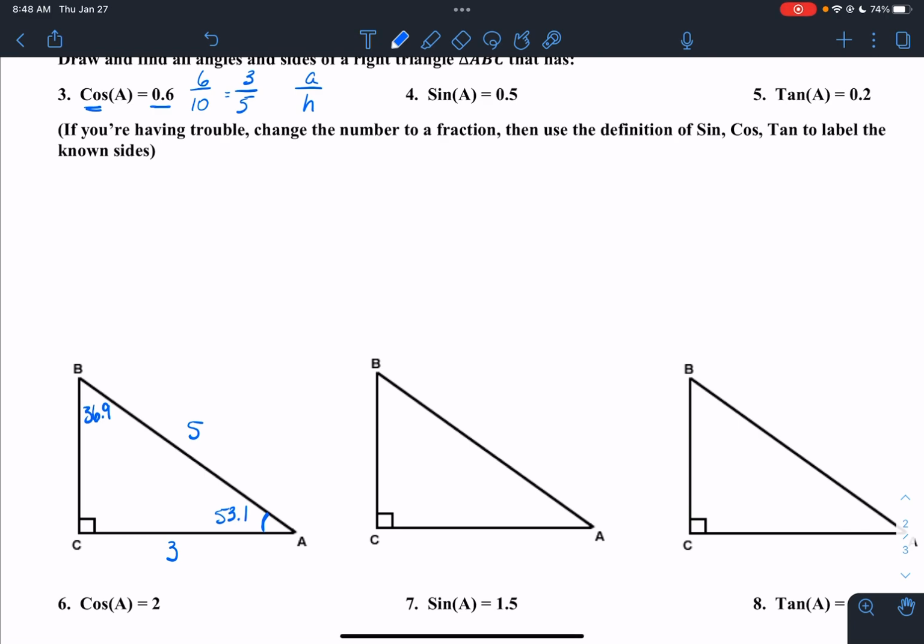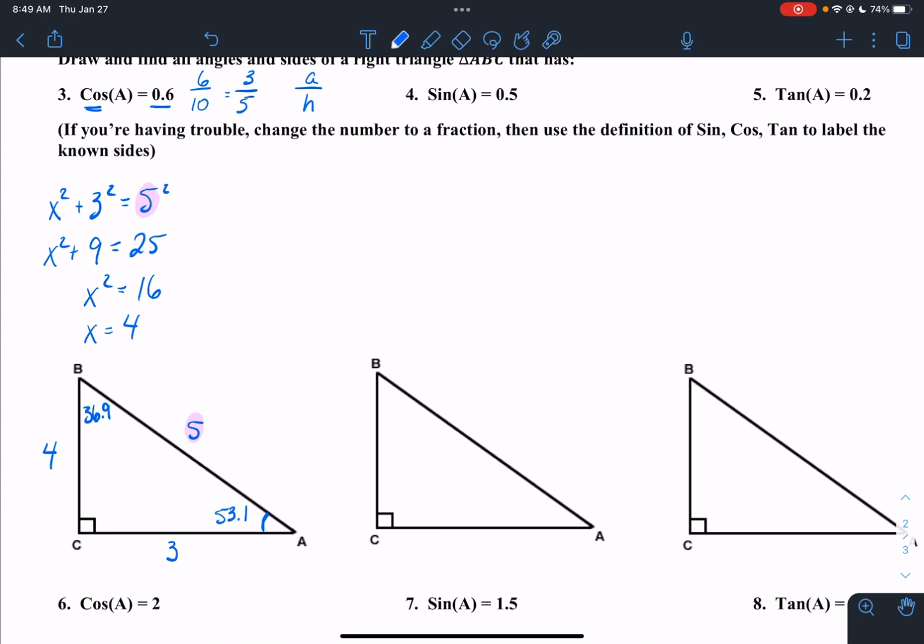And then I could find the other side here, because I know the Pythagorean theorem is a squared plus b squared equals c squared. Just making sure that my hypotenuse, which is this one right here, is always the one that's by itself on the other side. So that gives me x squared plus 9 equals 25. Subtract the 9, which gives me 16, and take the square root, so I would know that this missing side right there is 4. It's a 3, 4, 5 triangle. And I can do that for the rest of them.